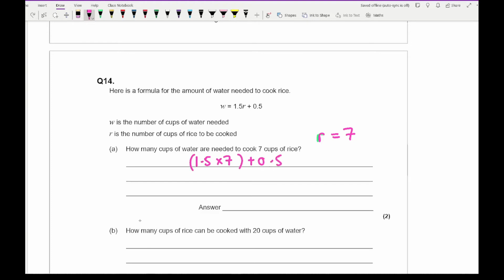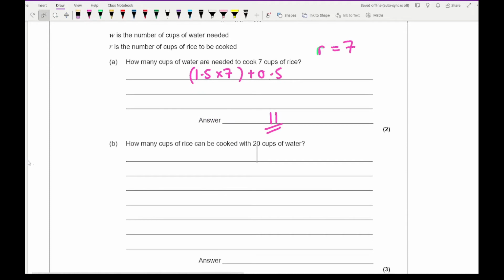And if I type that into my calculator, what I should end up having is an answer of 11. Then for B, it says how many cups of rice can be cooked with 20 cups of water.